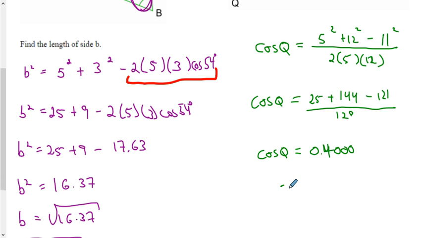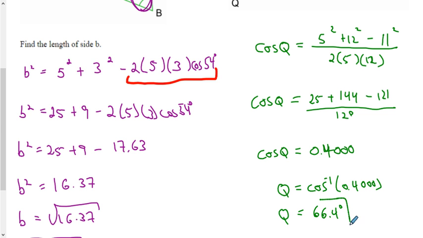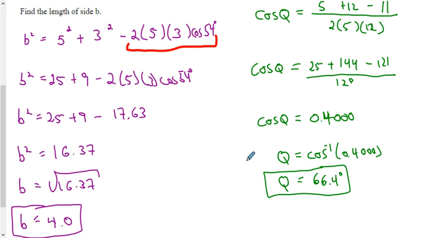Now we're not quite there yet. If we want to find the angle Q, we need to take the cosine inverse of 0.4. What's that work out to? That works out to an angle of 66.4 degrees if I round off to the nearest tenth, to 1 decimal place. There we go. Okay, we've solved for an angle.